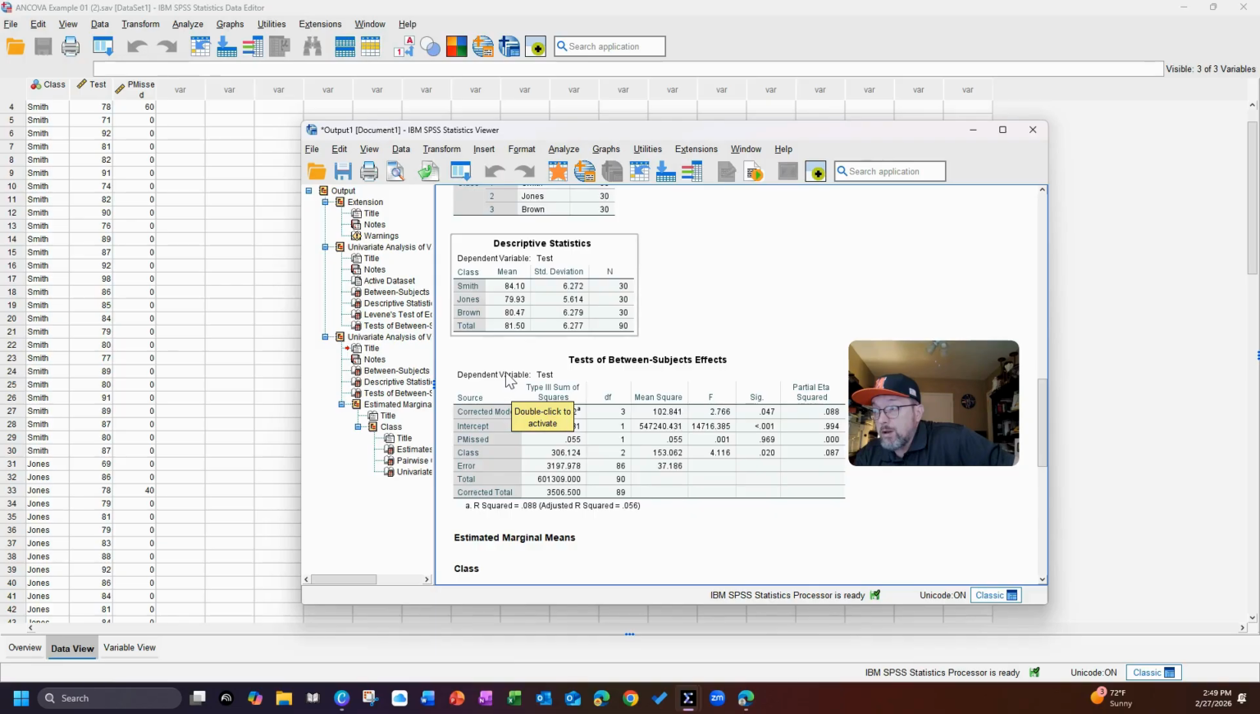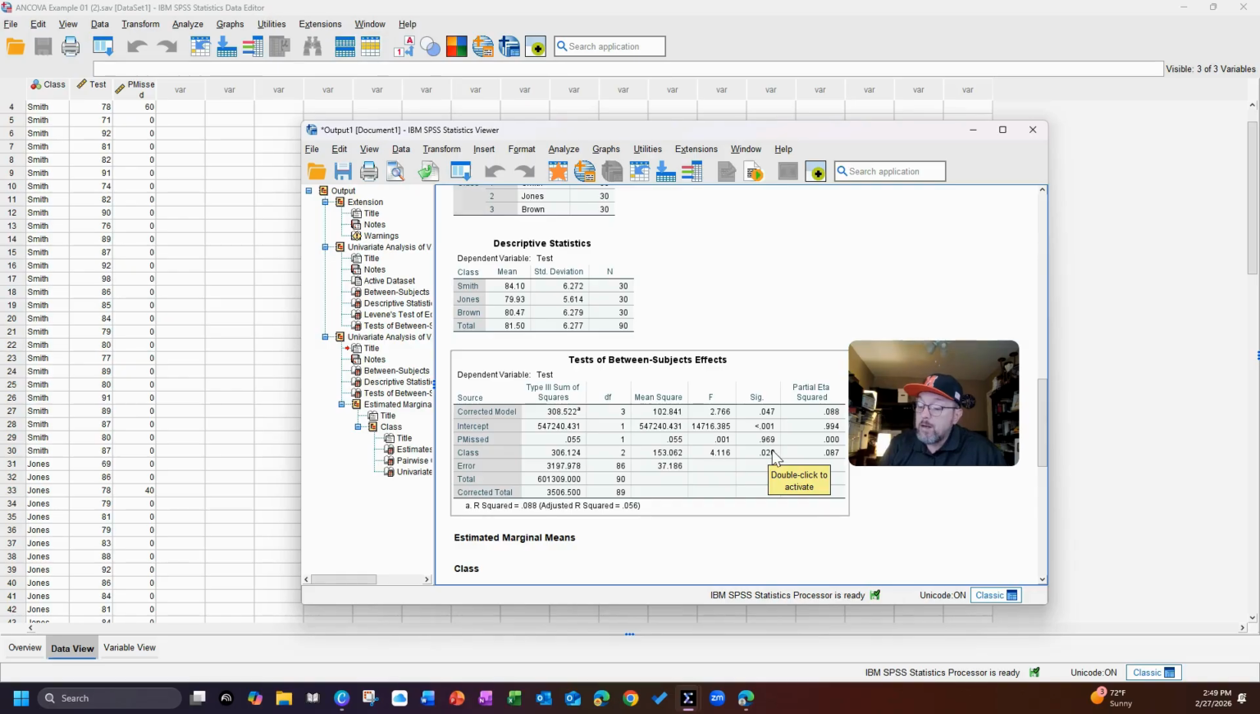Then I go down to my tests of between-subjects effects, and after controlling for periods missed, the main effect of class is statistically significant. The F of 2, 86 equals 4.116, my F statistic of 4.116 with a significance of 0.020. And because 0.020 is less than 0.05, I reject my null hypothesis. There is a significant difference in math test scores between classes.